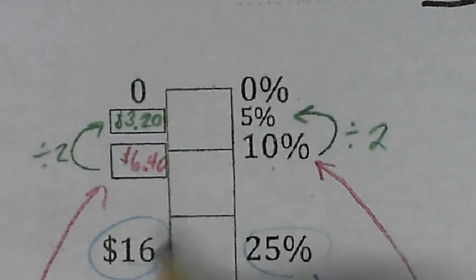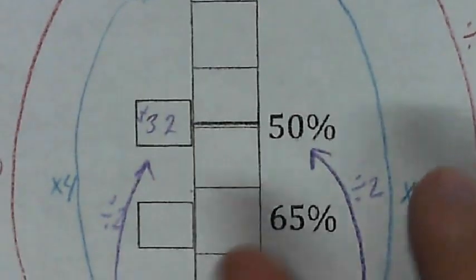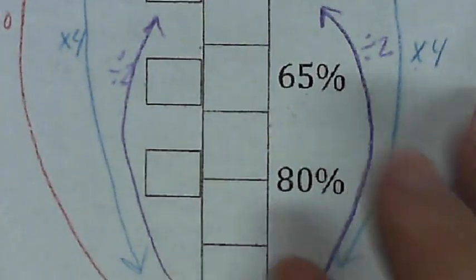So now we know 0% is $0, 5% is $3.20, 10% is $6.40. We already knew 25% was $16. That's what we started with. We know 50% is $32. We still need 65 and we need 80.